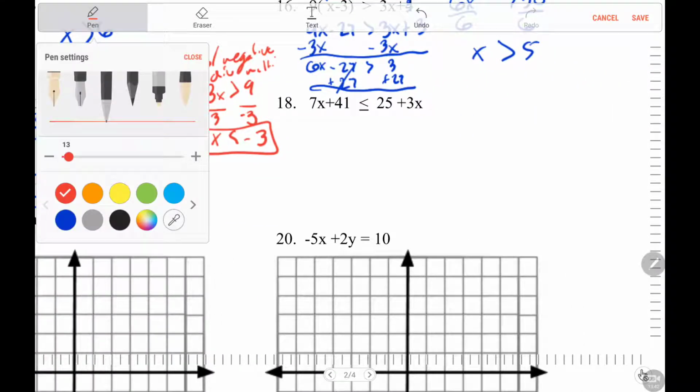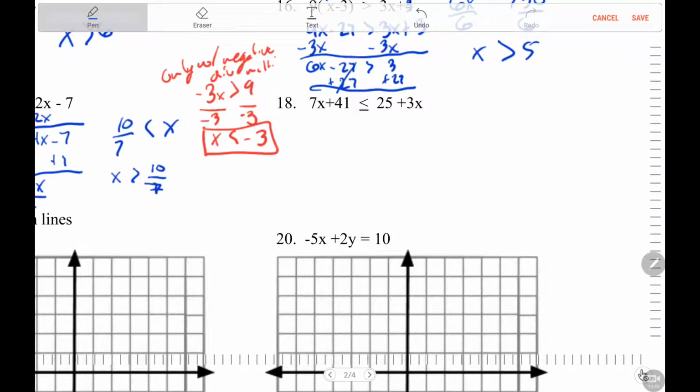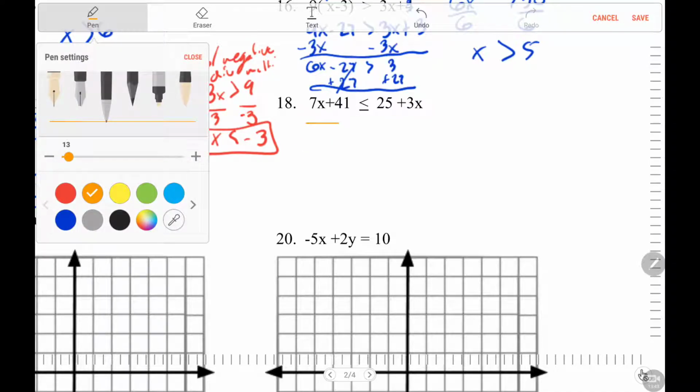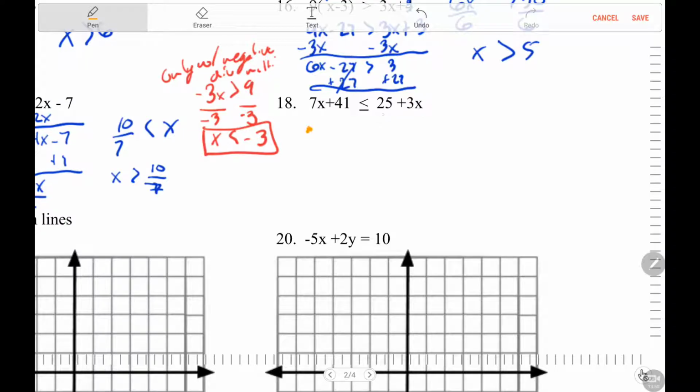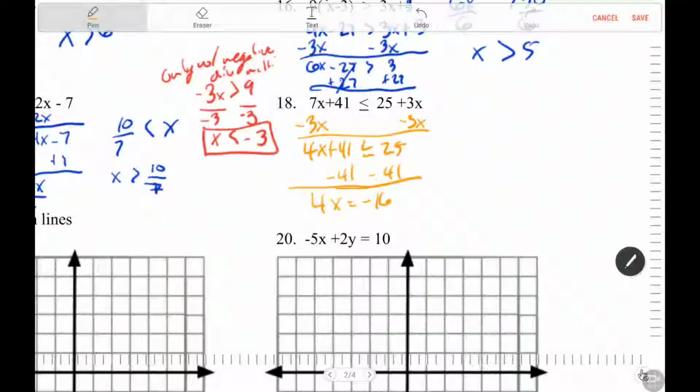So let's look at 18. Let's get another color. Let's try this orange. All right, so I've got a smaller x on this right side. I'm going to subtract this 3x. So I get 4x plus 41 less than or equal to 25. Let's subtract this 41. 4x will equal negative 16. Oh, sorry, less than or equal to. Divided by 4. So x is less than or equal to negative 4.